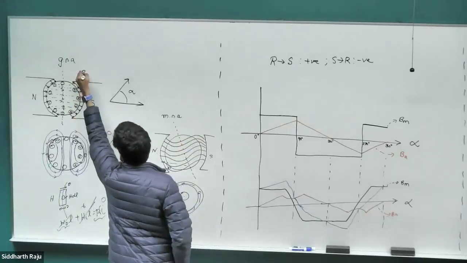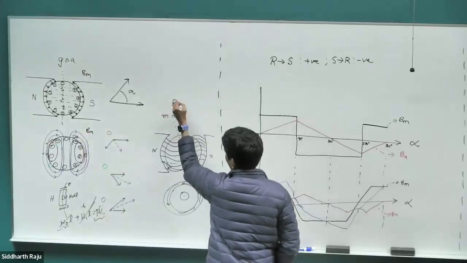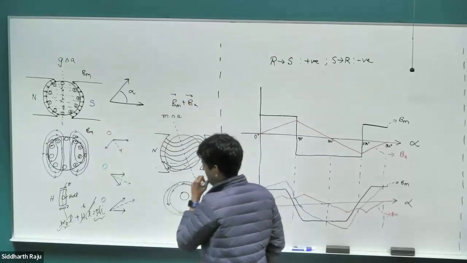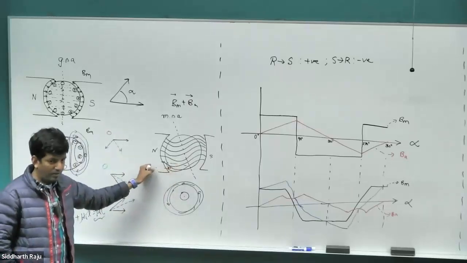So this is Bm, this is Ba, so this is Bm plus Ba, right? Vector addition. So these are all vectors, so it's not just a simple sum of the magnitudes, right? Everybody clear up to this part?